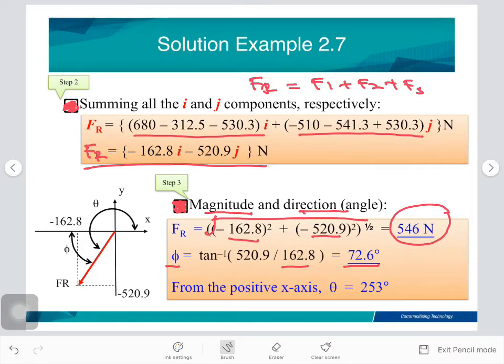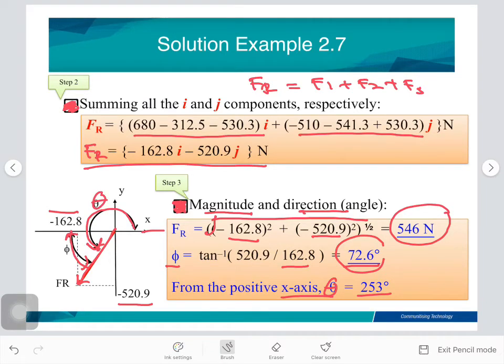So if you sketch, the force resultant is here. So this is the negative 120.9 and this is 160. So the quadrant is in the negative part. So if you want to measure from the positive axis, our angle is 360 minus 72.6. So this direction becomes 250 degree, because this angle is in this quadrant. Because usually we measure from this axis counterclockwise to the force resultant.